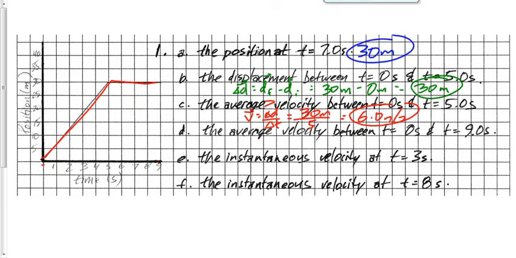Here we can't use the slope because it's not a straight line. Right? Here we've got to use displacement divided by time. The same method we used for question C. The displacement here between 0 and 9 seconds is 30 meters. Time is 9 seconds. 30 divided by 9 is 3.33.